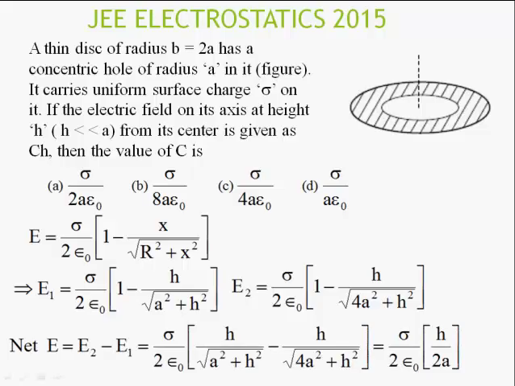At this point we put the condition H is much less than A, and this is what we get. So what we have to find is C times H. H you leave. What is C? Sigma upon 2 pi epsilon naught A into 2A, that is sigma upon 4 pi epsilon naught. So the correct answer is C.